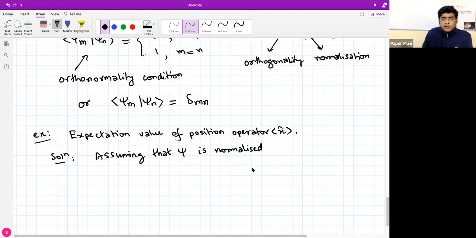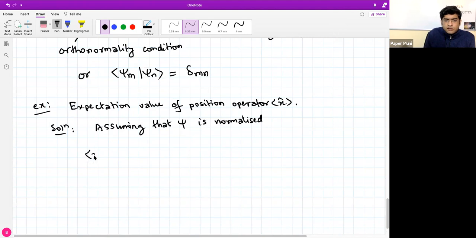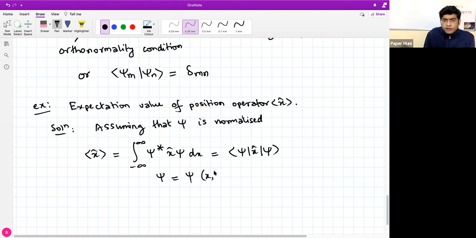Okay, if psi is said to be normalized, then we can write like this: the integral from minus infinity to plus infinity of psi star x psi dx is equal to the expectation value of x. All right, so this psi is a function of x and t. This is how you can write it down. Now we do not know the wave functions, so we cannot proceed further.